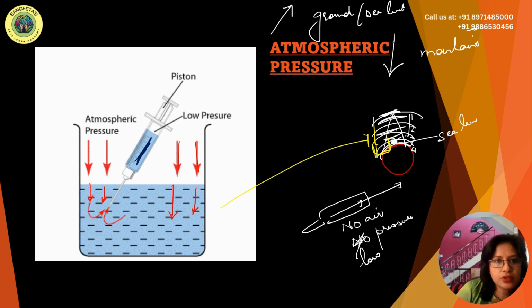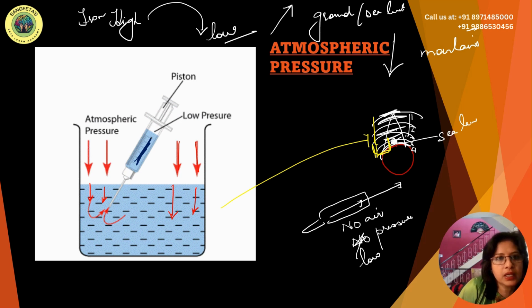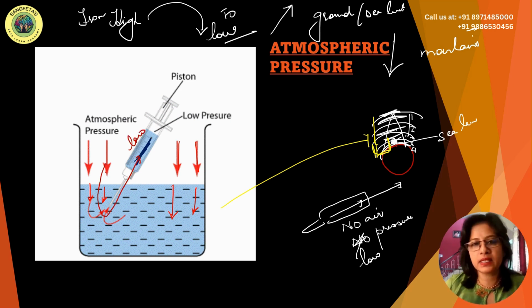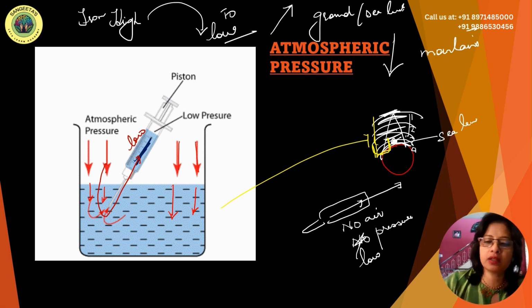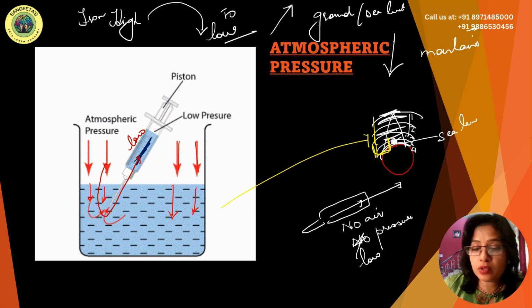Pressure always goes from high to low. Remember it. Pressure always has the tendency to go from high towards low. This is a low pressure region, right? So the pressure will go from high to low, and that's how the syringe takes in the liquid. Injections, or any kind of syringe, work in the same way. The same way you also drink water with a straw. This syringe can be substituted with a straw.